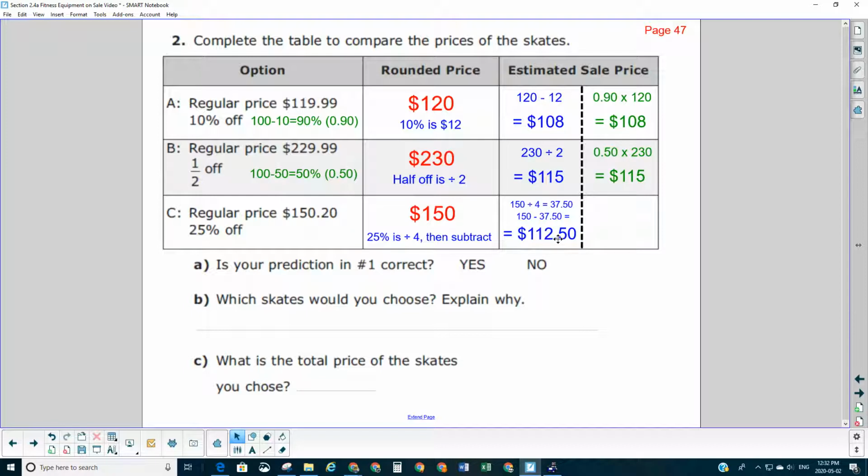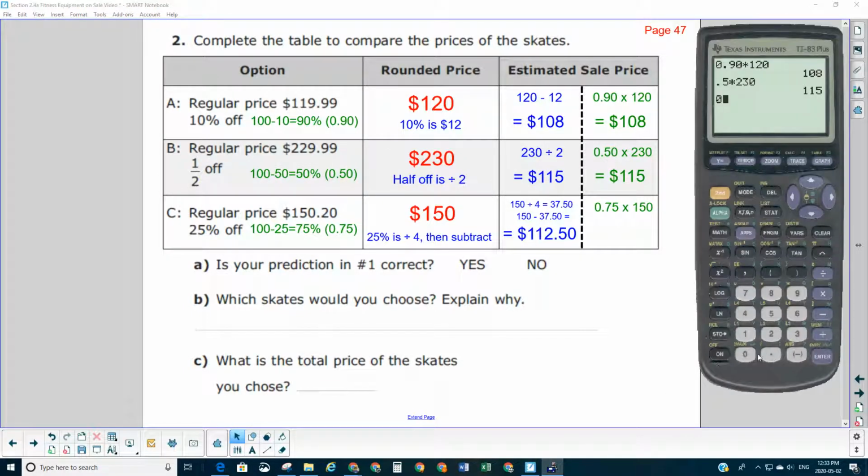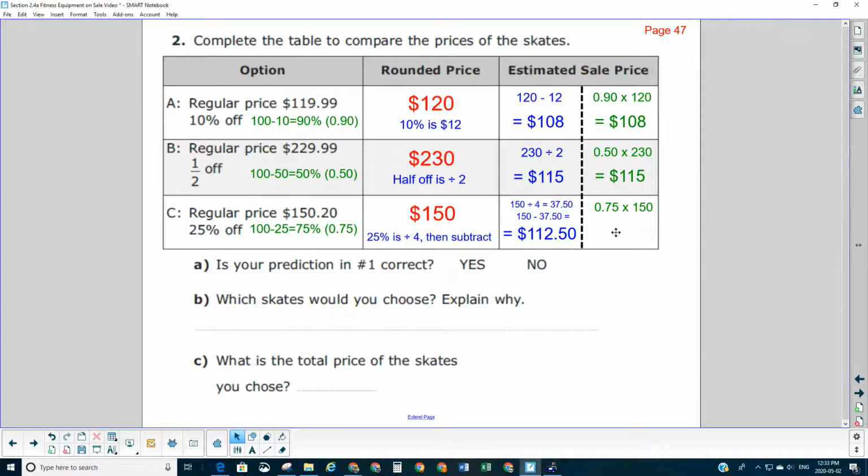So if I'm going to use my calculator, I'm going to use the green method. 25% off means I'm going to be paying 75%. So I might as well just do one calculation in my calculator and do 0.75 times 150, and I'll get that $112.50 right away. So that's how I might have used the green method for example C.